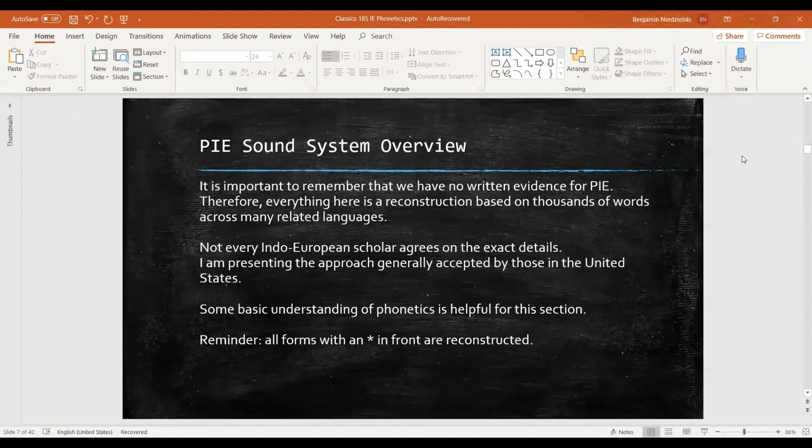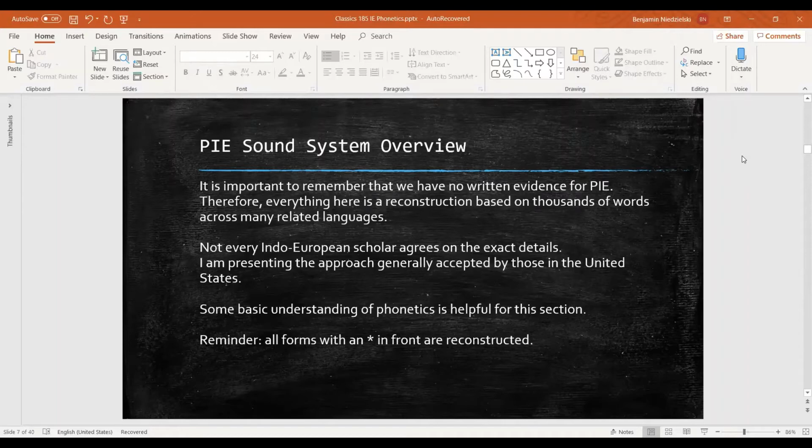Let's talk about the Proto-Indo-European sound system. It's really important to remember at every step through this discussion that we do not have any written evidence for Proto-Indo-European. This means that everything that I'm going to present here today is a reconstruction based off of thousands of words across many related languages. Linguists have looked at the different patterns and examined how languages generally do and do not change over time to produce a reasonable reconstruction of the proto-language.